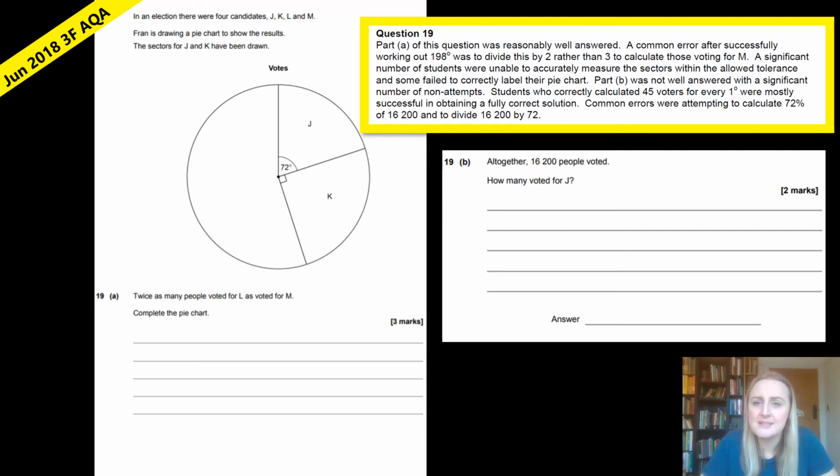So it says that some students worked out that there were 45 voters for every 1 degree, but a lot of students found 72% of 16,200. And there's no percent, this is not a percentage question. Or some of them divided 16,200 by 72. They're literally just seeing 2 numbers and doing something with them with no understanding.